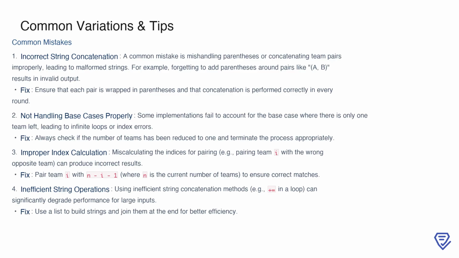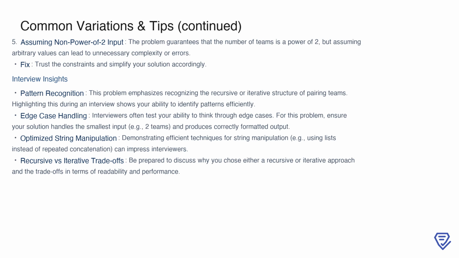Finally, inefficient string operations, like using plus equals in a loop, can degrade performance for large inputs. It's better to use a list to build strings and join them at the end for efficiency. These points, when addressed, can greatly improve the accuracy and performance of your solution. Now, let's focus on additional tips and insights.